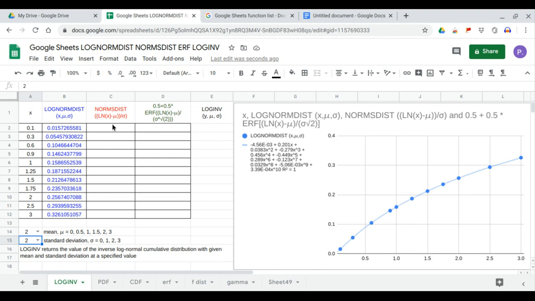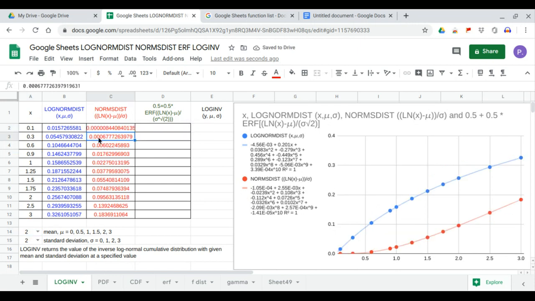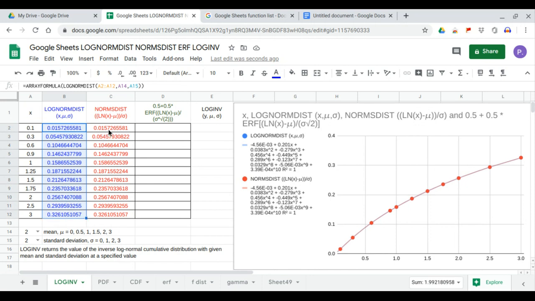So we'll generate the same data set using the norms dist. So array formula, norms dist, ln of x values. Now we factor in that is ln minus mean. So I have to factor in minus the mean. Now that we have the ln minus mean, divide by sigma. Now we are on the same line and their values are exactly the same.